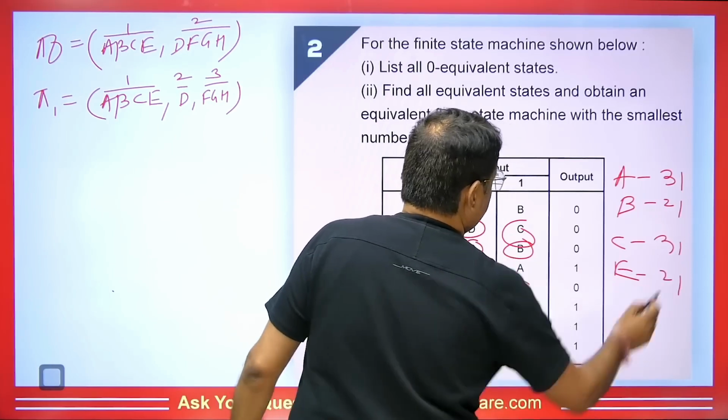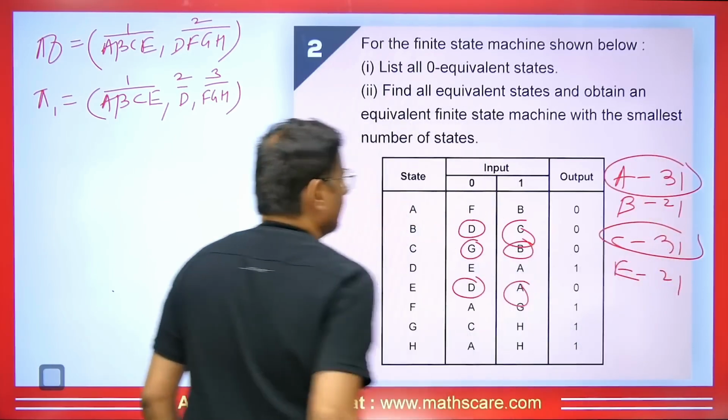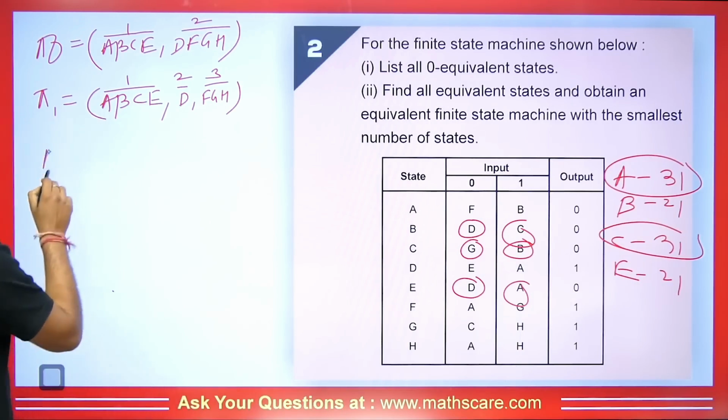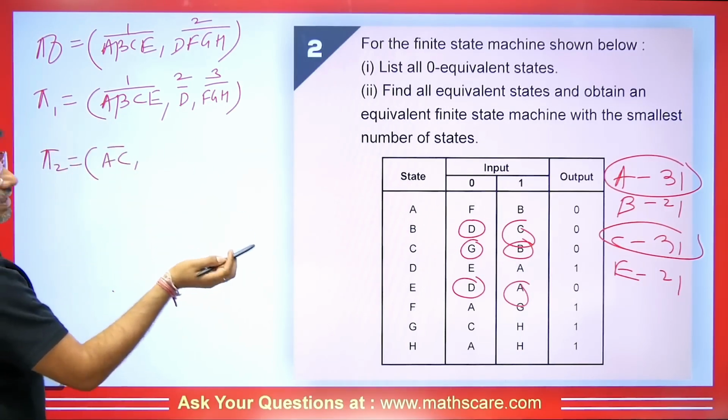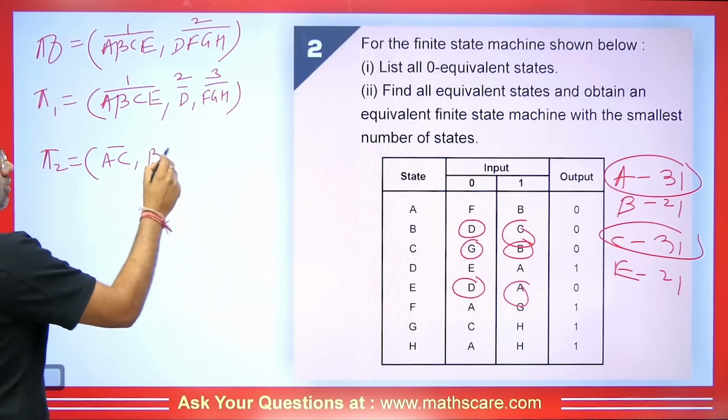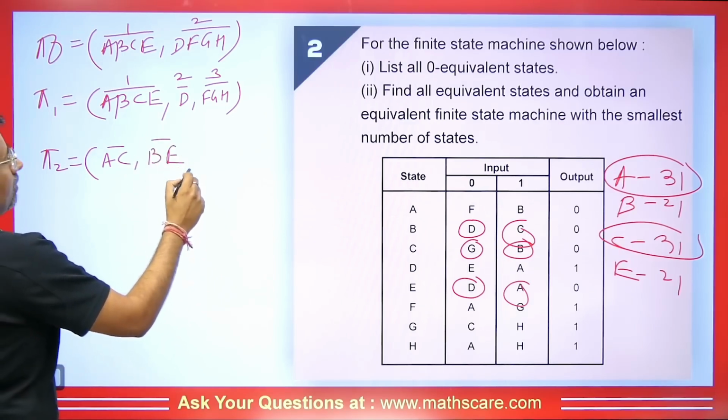Now this is broken. Both of them will be in the same class, so it will be A, C here. So when we calculate pi 2, then we will get A, C here and we will get B here. You can see that it has been broken. Here E will come alone.